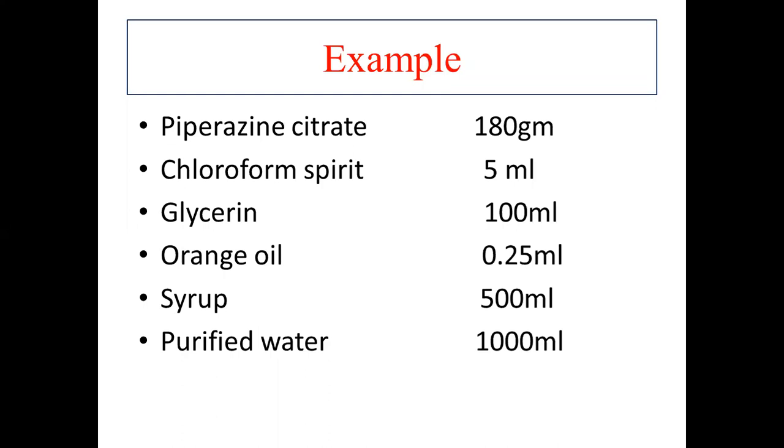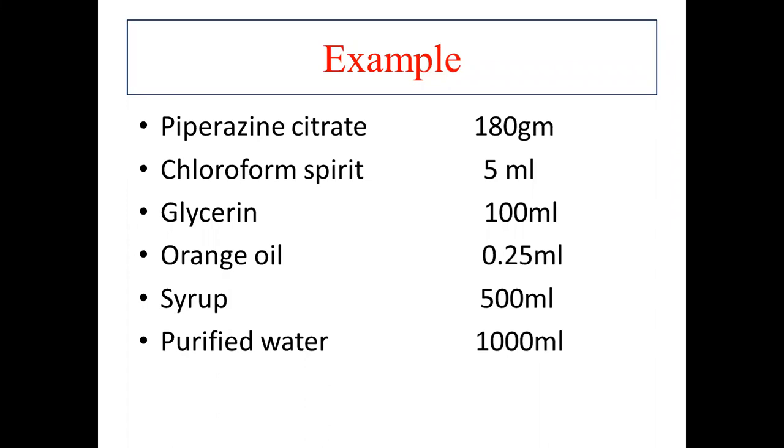Then next method, how to prepare this. So firstly dissolve the piperazine citrate in purified water. Piperazine citrate काय करायचंय? Purified water मध्ये dissolve करायचंय. After that addition of oil. कोणतं oil आहे? Orange oil. Orange oil add करायचंय, which is used as a flavoring agent. Then next one, addition of glycerin. Then add the syrup. Then add the chloroform spirit. And sufficient water is to be added and maintain the volume. Adjust the volume. By this way, preparation of elixir is to be done.